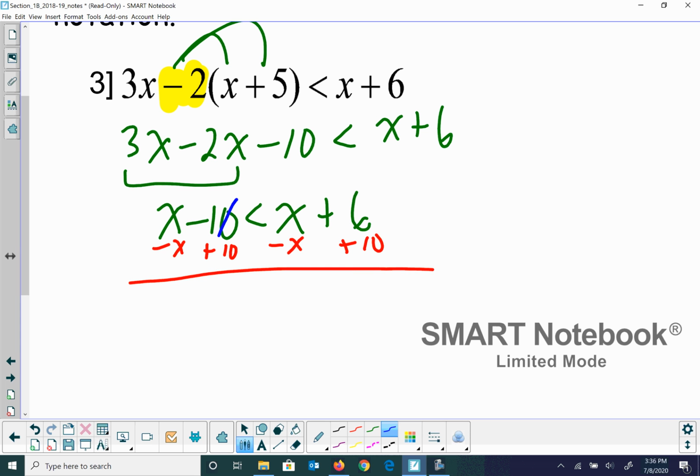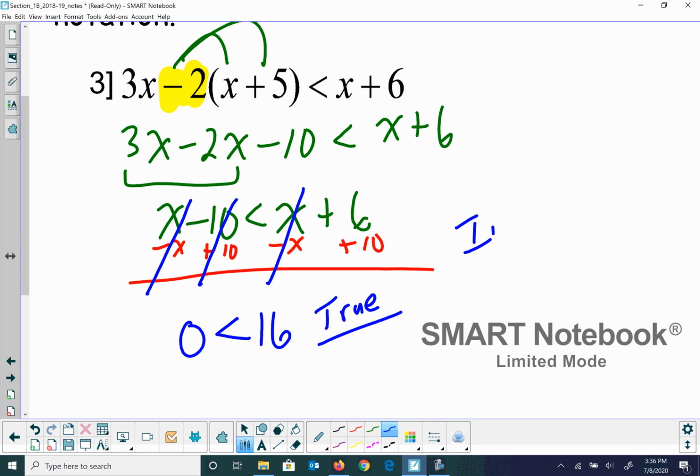So those cancel, those cancel, those cancel. If everything on the left cancels, that's 0. 0 is less than 16. Is 0 less than 16? Yeah, that's a true statement, right? So this is kind of a special case. So this means that we're going to have infinite solutions.